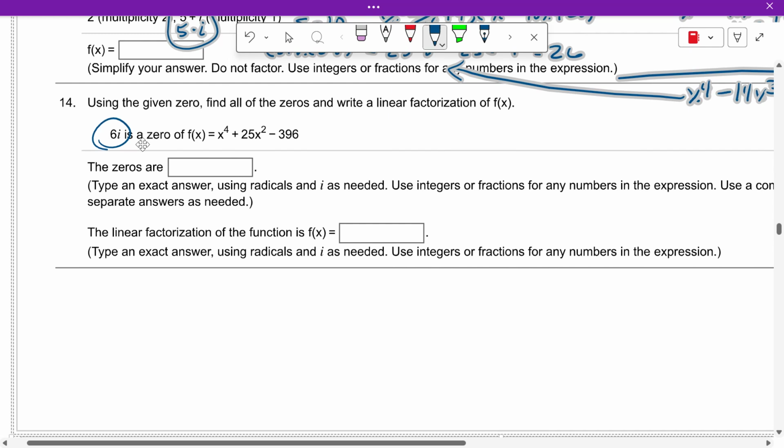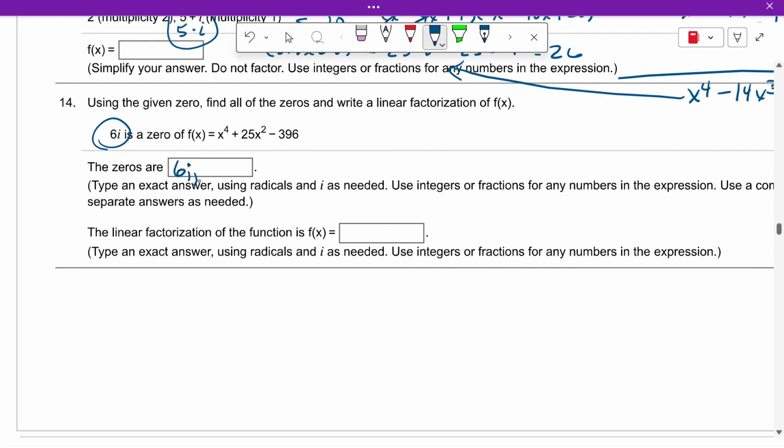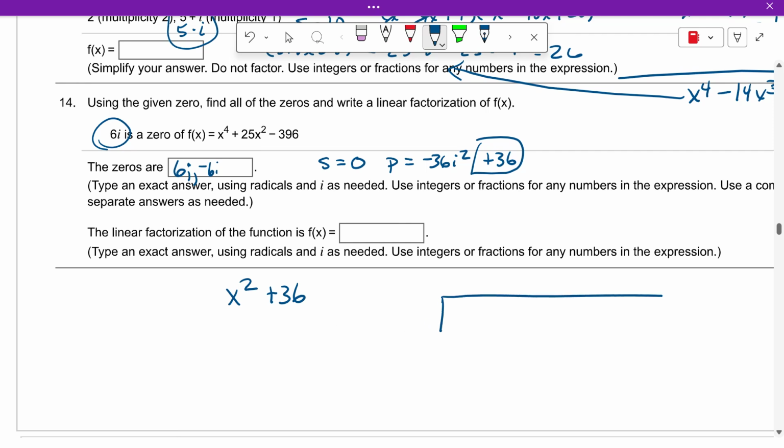Okay, if 6i is a zero, what's another zero that I absolutely know? Negative 6i. Okay. So then I know those two zeros. So if I do the sum and product of the roots there, the sum of these two is 0. The product is negative 36i squared or plus 36. So if x squared plus 36 is the factor, then I can use long division.